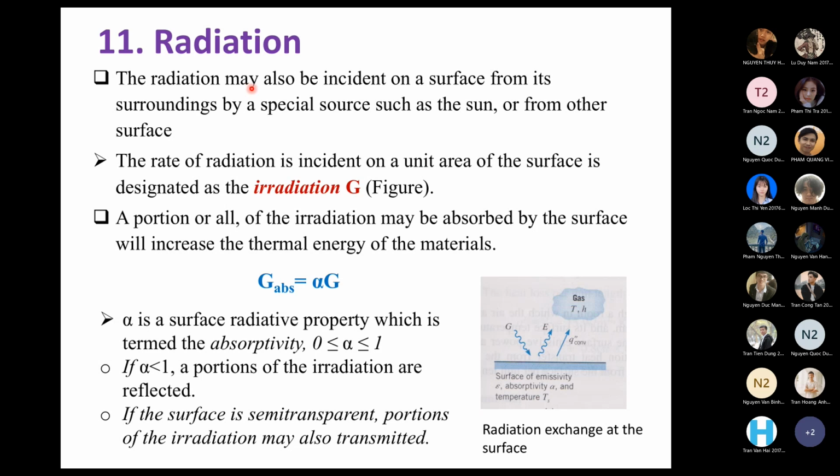Radiation may also be incident on a surface from its surroundings, by a special source such as the sun or from another surface. For example, the sun emits radiation and it hits the surface of our Earth. That is the radiation. The rate of radiation incident on a unit area of the surface is designated as irradiation G.